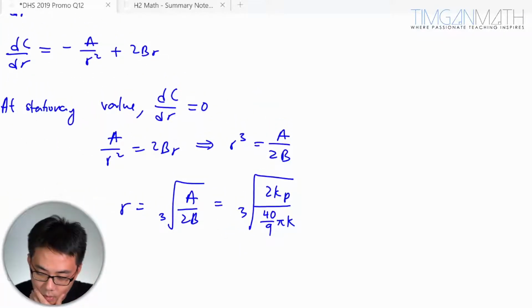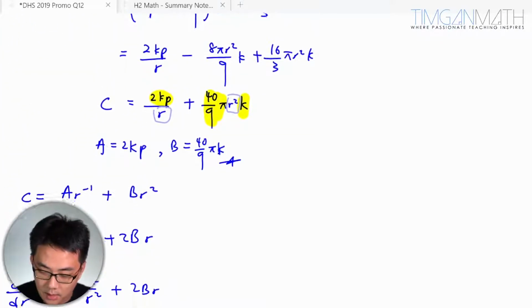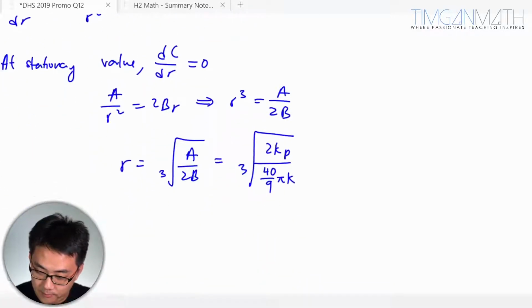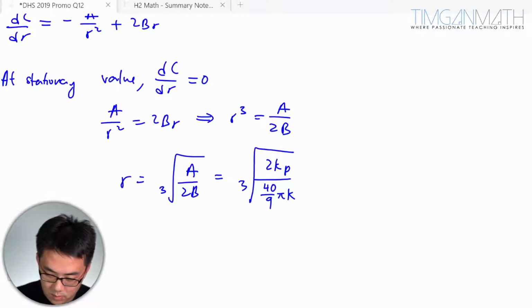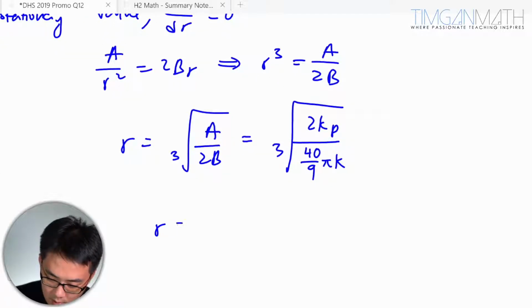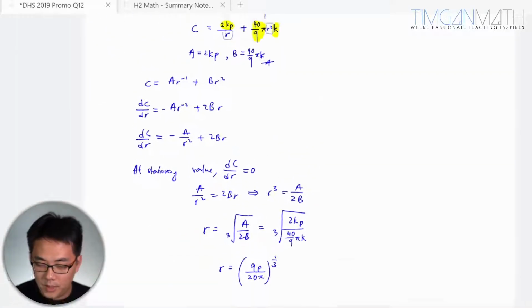Okay, so then it will be 40 over 9, 2 over 40 over 9. This will be R equals to, there you go. Okay, so this is it.